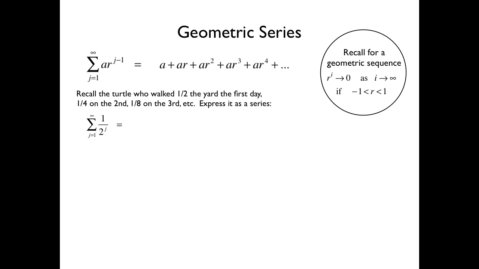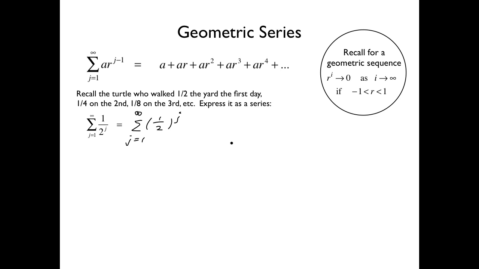Okay, so notice what kind of series this is. I could also write that as 1/2 to the J. What kind of series is that? This is a geometric series, okay? And will it converge, first of all? Will it converge? Why? Because our R value, 1/2, is between -1 and 1. So this will converge, okay?